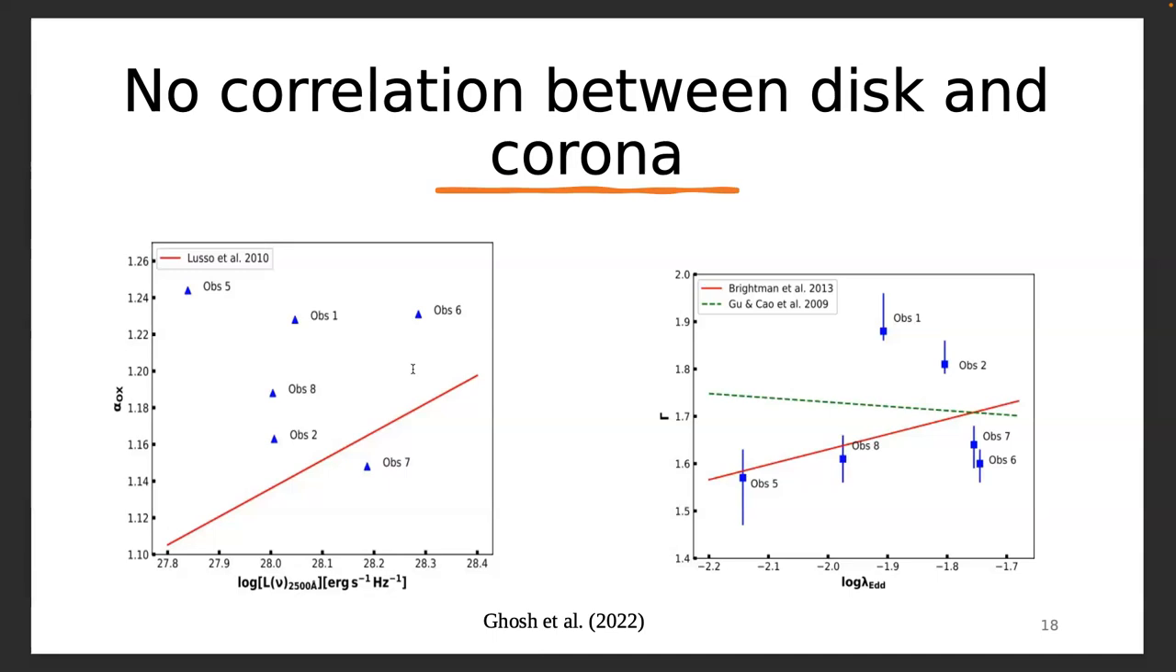We expect, yeah, but this is significant. We expect alpha OX of similar values. What I mean to say is, if there is a correlation between the UV and the X-ray, then we expect this spectral slope to behave in a similar way. Right.